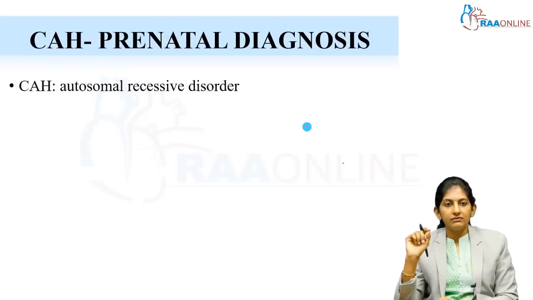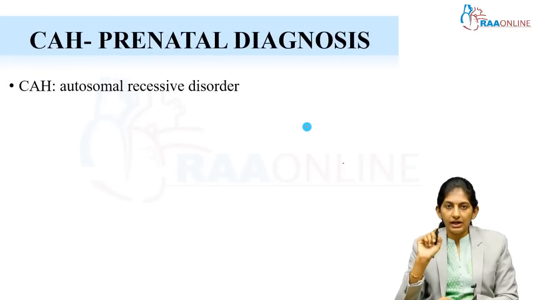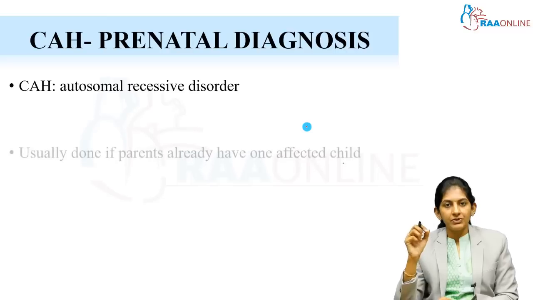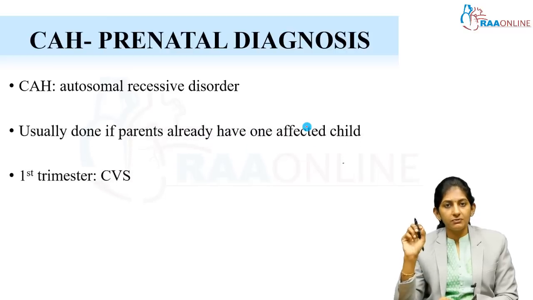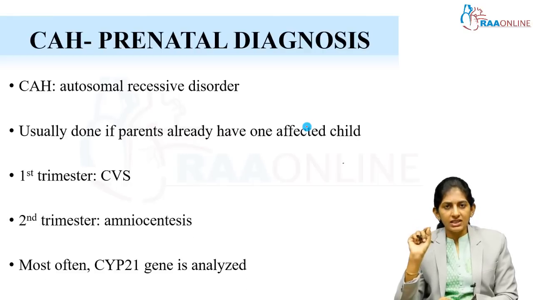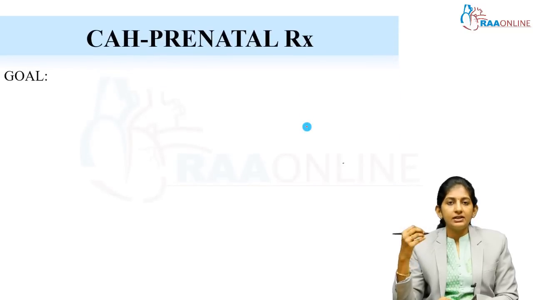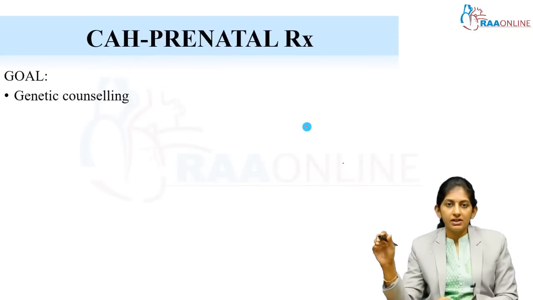Prenatally, when will you diagnose? It is an autosomal recessive disorder. If the family already has an affected child, then we have to do the prenatal diagnosis. If the mother presents in the first trimester, do a CVS, chorionic villus sampling. If she presents in the second trimester, we should advise amniocentesis, and the CYP21 gene has to be analyzed.